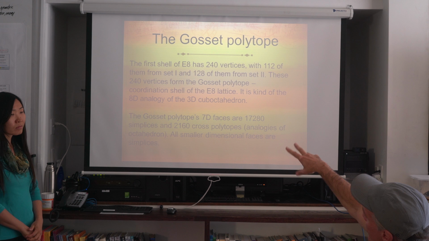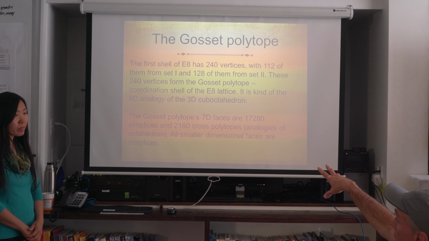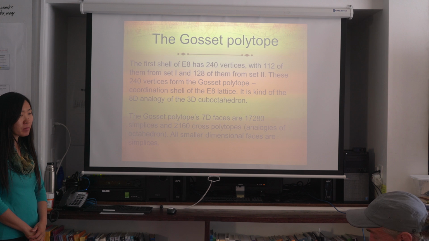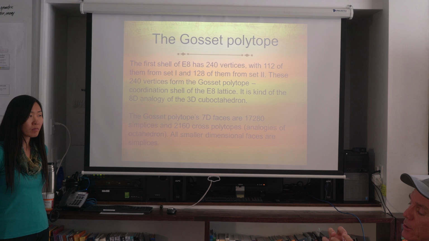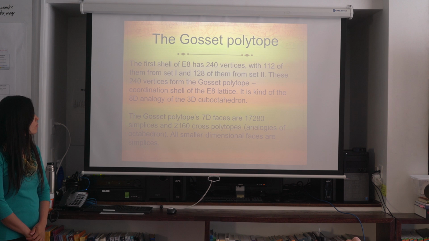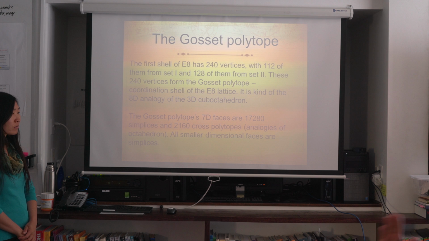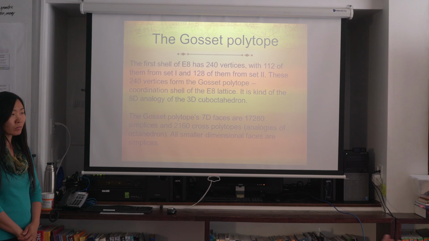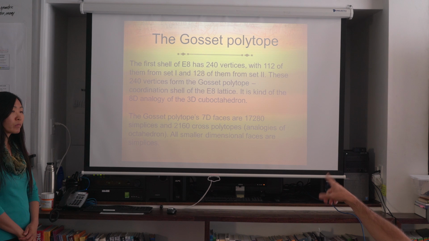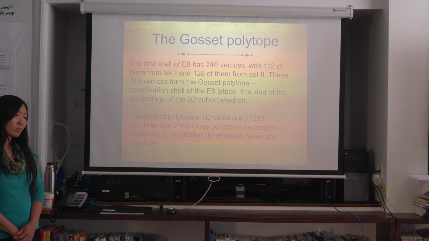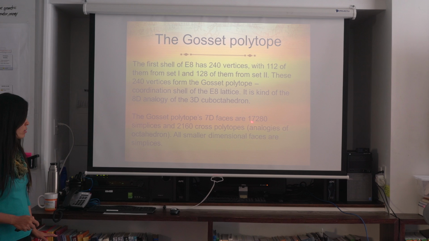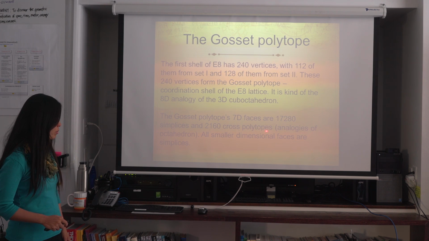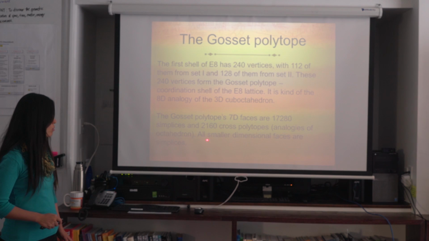This view focuses on the polytope corresponding to the root vectors of the lattice, which is really the representative polytope. But another deep way to think about the E8 crystal is to think about a tiling of 8-dimensional space with 8-dimensional octahedra and 8-dimensional tetrahedra. The junction of the two forms the Gosset polytope, just like the junction of tetrahedra in the FCC lattice forms a cuboctahedron with half octahedral cells and four full tetrahedral cells. So it's totally analogous: you can make the Gosset polytope by putting together several 8-dimensional tetrahedra. The Gosset polytope's 7-dimensional facets are 17,280 simplices and 2,160 cross polytopes, which is an analogy of a cuboctahedron. All smaller dimensional facets are simplices.